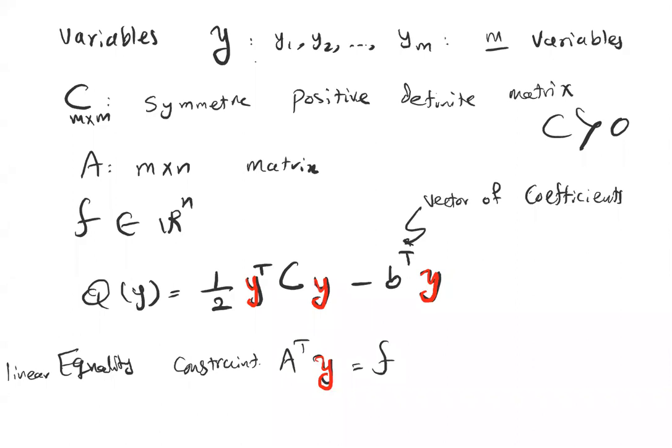Linear equality constraint. So let's rewrite our optimization problem. Our problem is minimizing 1 divided by 2 y transpose Cy minus b transpose y. Y is the variable subject to A transpose y is equal to f, where C is m by m, is positive definite matrix. A is m by n matrix with rank of n, and we assume m is greater than or equal to n. What does that mean?